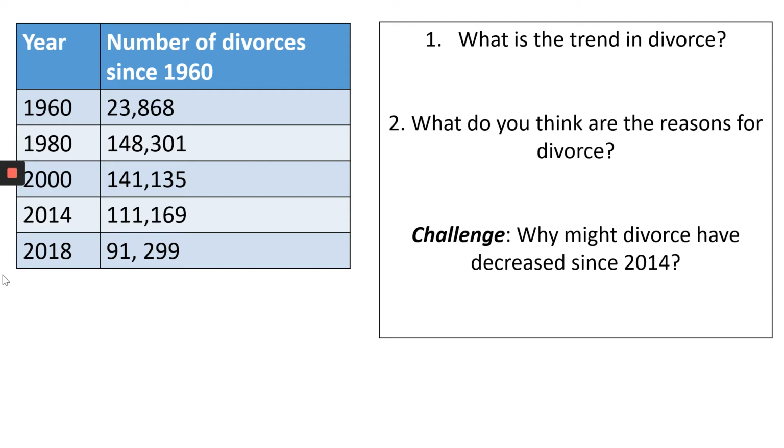What do we think are the reasons for divorce? I want you just to jot down, why do you think people are divorcing more now than in the past? And there has been a dip in divorce since 2014. You can see that the number has gone down from over 110,000 to 90,000. So why has there been a slight decrease since 2014?